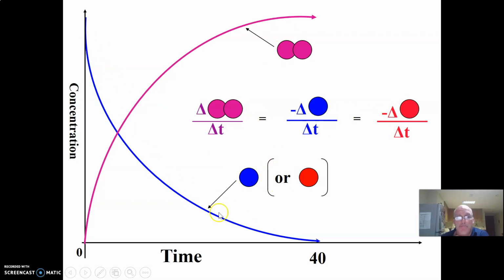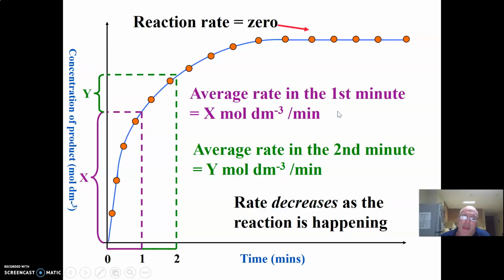So this curve is a mirror image of that curve there, and you can see that the change in purple over time is equal to, we have the negative sign here, the change in blue, which is equal to the change in red. So all that ought to make sense at this point. This is, again, a bit more detail about rate curves.